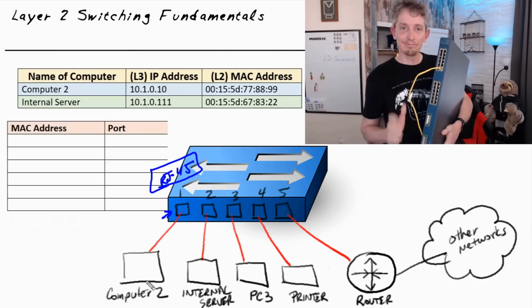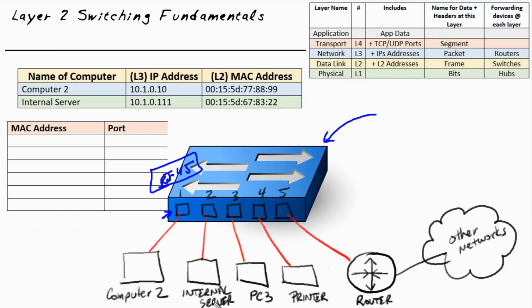And we have a cable that goes to computer 2, another one that goes to the internal server, PC3 on port 4, the printer on port 5, a router, and then that router has additional connections out to other networks, represented by this cloud right here. And when a switch first powers up, it does not yet know what the layer 2 Ethernet address is of computer 2 or the internal server or any of these devices because it's just been powered up.